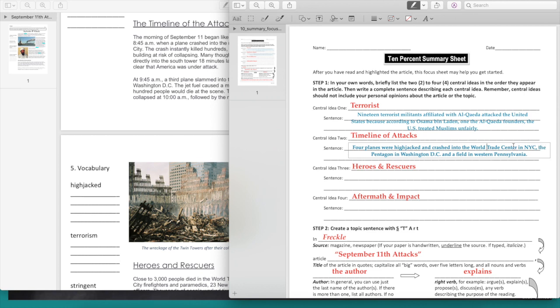The Pentagon. The is never capitalized, but Pentagon is because it is a place in Washington, D.C. And Washington, D.C., notice the capitalization there. And then a field is not a place. Western is not a place. It's just a random field in Western Pennsylvania. Pennsylvania is a proper noun, so Pennsylvania will get that capitalization. All right, so hopefully that makes sense for you.